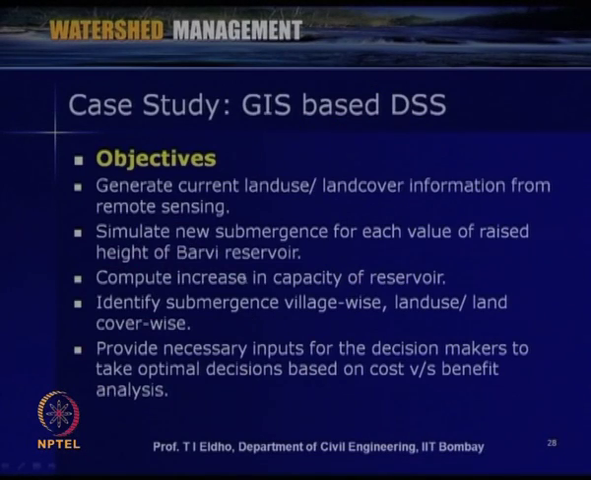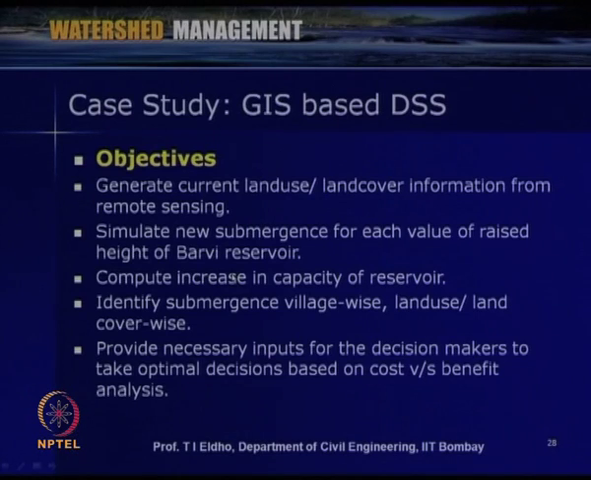The objective of this study was to generate current land use land cover information from remote sensing, then simulate a new submergence for each value of raised height of Barvi reservoir, then compute the increase in capacity of the reservoir, then identify the submergence village wise and land use land cover wise, then provide necessary inputs for the decision makers to take optimal decisions based on cost versus benefit analysis. So, these were the objectives of this study. Here the part of the DSS using GIS is presented.